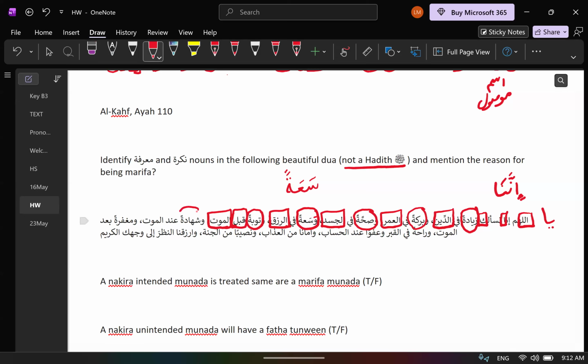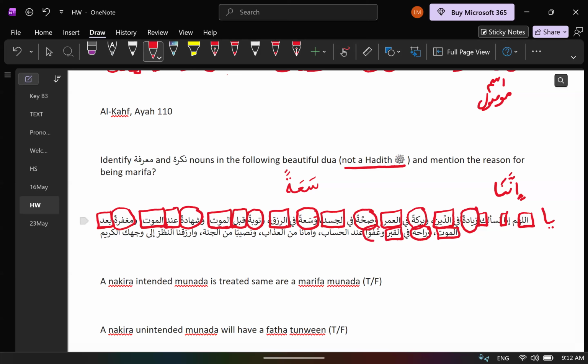Shahadatan indal mauti. Shahadatan is nakira. Al-Mauti again is the marifa. So, brother, that makes inda also marifa, similar to qabla. Yeah, that's correct. MashaAllah. Wa maghfiratan ba'd al-mauti. So, maghfiratan is nakira. And again, the same concept for ba'd al-mauti, it is the marifa. Wa rahatan fil kabri. Rahatan is nakira, and al-kabr is marifa.